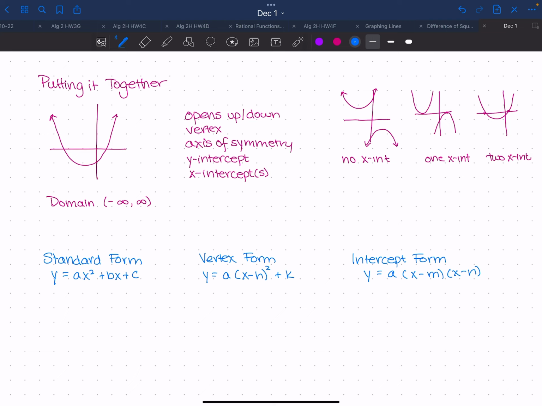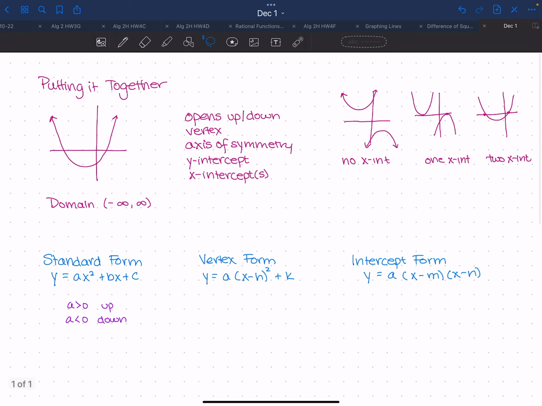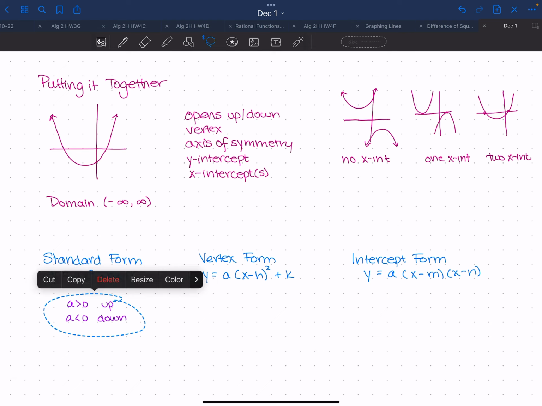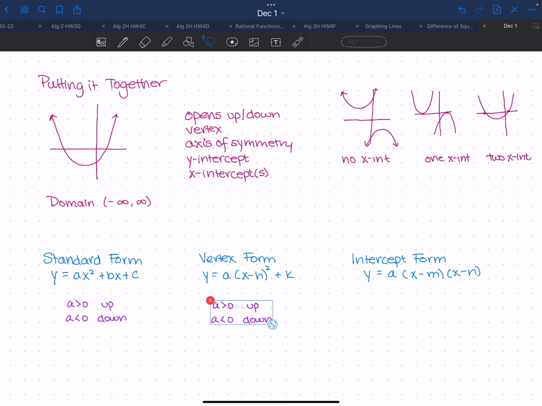Now, if you notice, all three forms have an a. It's the same exact a in all of them. And remember, the a will tell us if the parabola opens up or down. So if a is positive, it opens up. If a is negative, it opens down. And so that's going to be true for all of these. So I'm just going to copy and paste and put this on all of them.